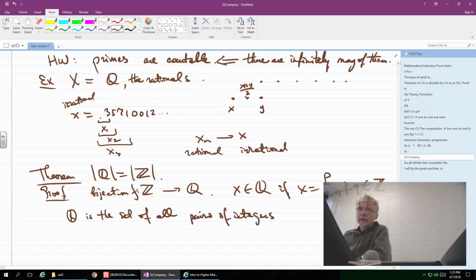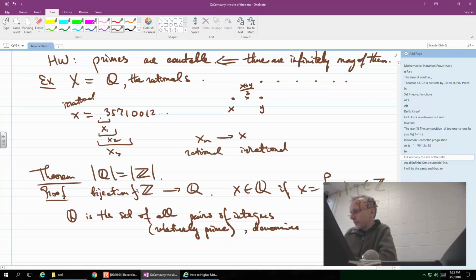Well, you can add a caveat here: you don't want to count twice fractions that are reducible. So integers that are relatively prime. You don't want to count twice 4 over 2 and 2 over 1, right? So relatively prime integers, and denominator not equal to 0. What does relatively prime mean? It means that they have no common factors other than 1.